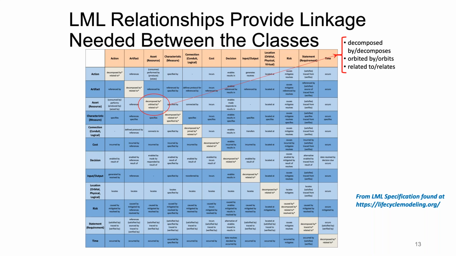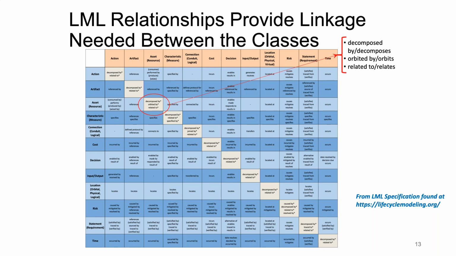And so you see those are consistent. So that decomposed by and related to are in every one of these. So that means that every one of these classes of information is decomposable, which you saw in the previous diagram by that rounded circle arrow giving you that idea.